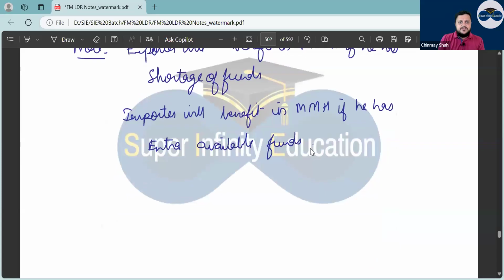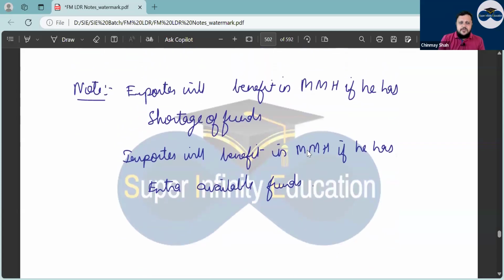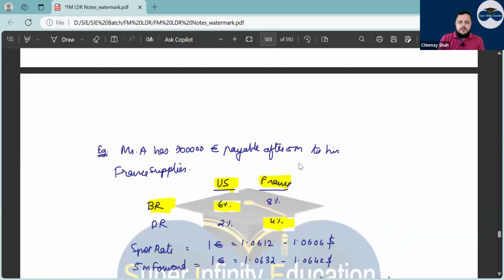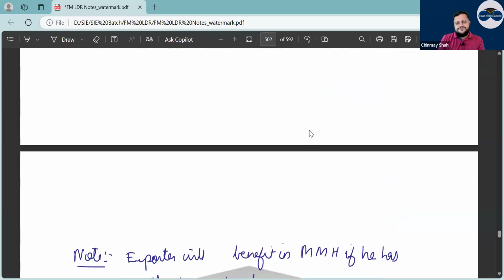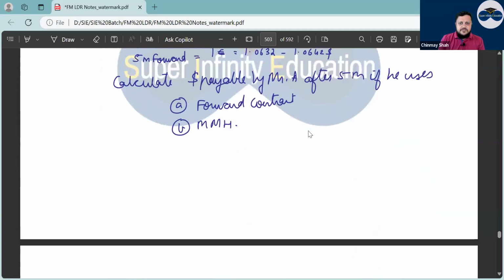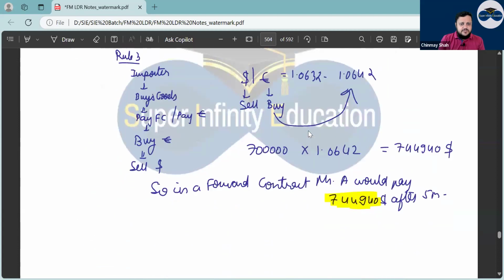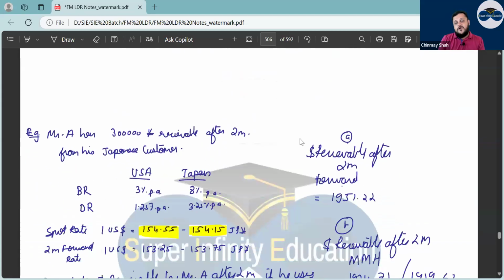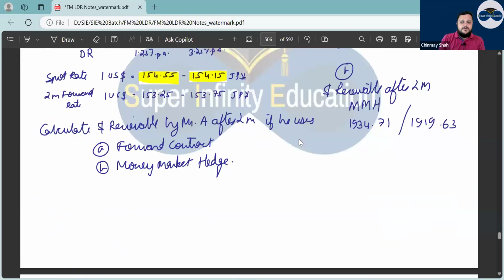Can I go ahead? Exporter will benefit in MMH if he had shortage of funds, obviously. The importer will benefit in MMH, he has extra available. It has come in an MCQ in exam, right? Then Mr. A has $70,000 payable, okay. So forward and there will be a question which will say what is better? Forward is better, yeah, MMH is better.